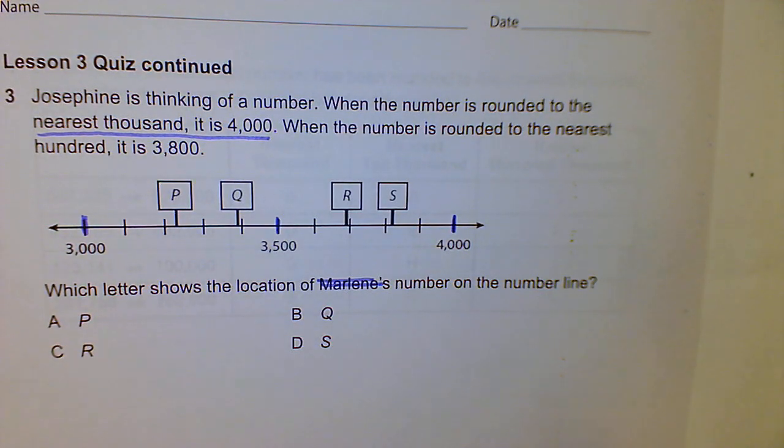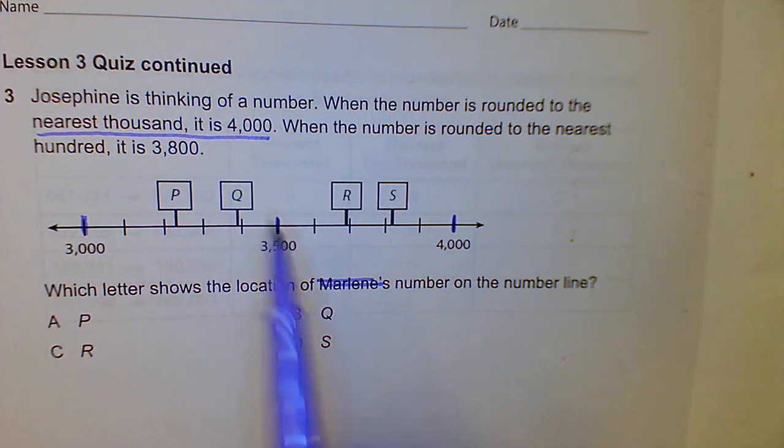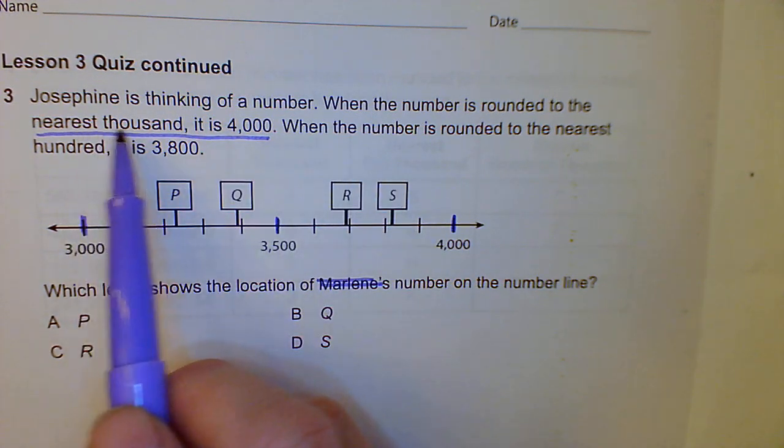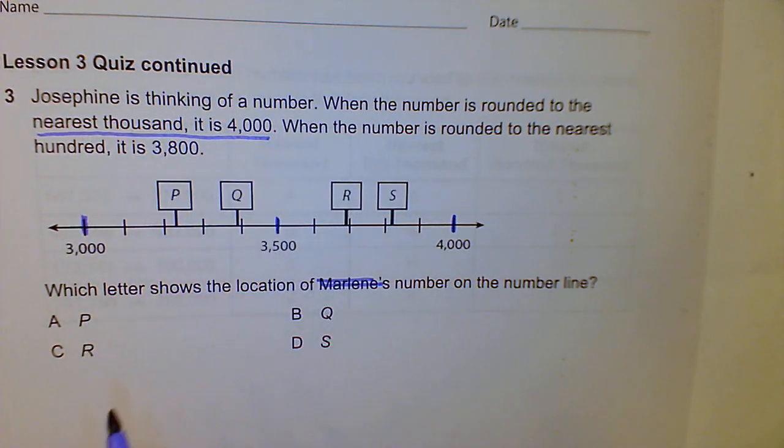All right, so let's go ahead and let's take a look at these. So which of these numbers would round to when they round to the nearest thousand would be 4,000?